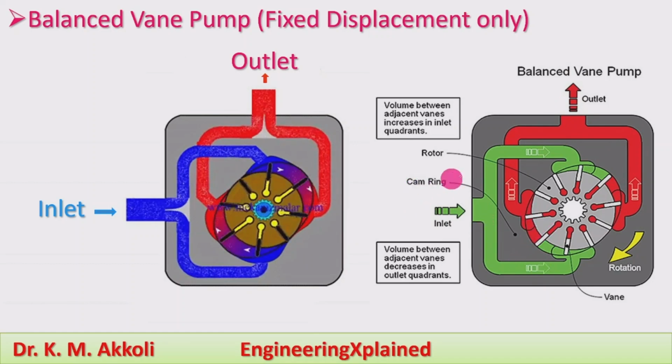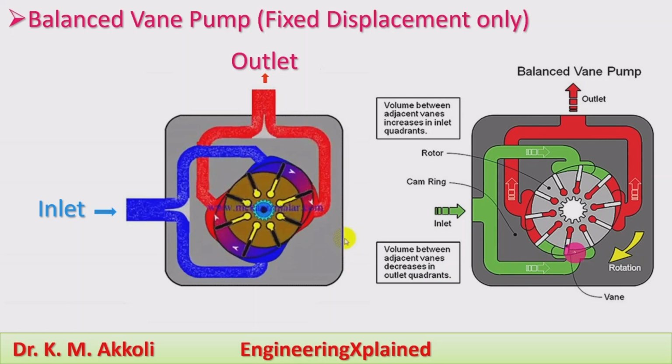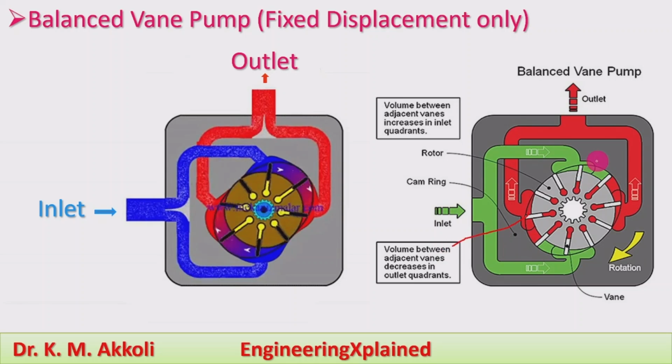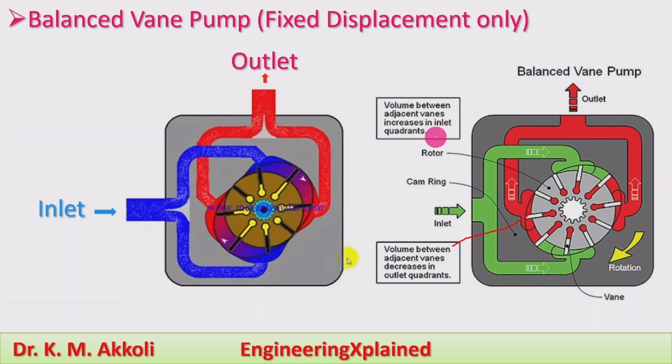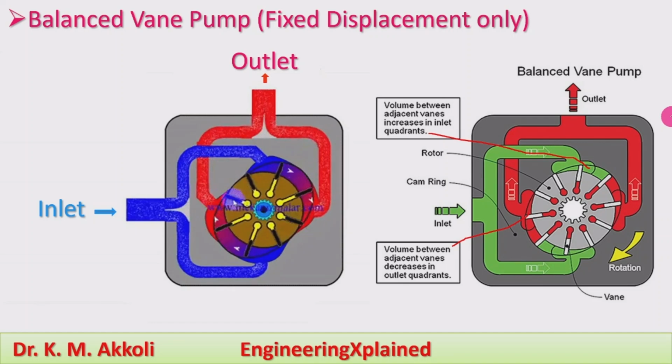And here we can say this is the cam ring, rotor, the rotation and vane, and the volume between the adjacent vanes decreases in the outlet quadrants. Here we can see at the outlet the decrease in the volume takes place, thereby pressurizing takes place. The volume between the adjacent vanes increases in the inlet quadrants. Here the volume will be increasing, and thereby the flow of the inlet fluid will take place.